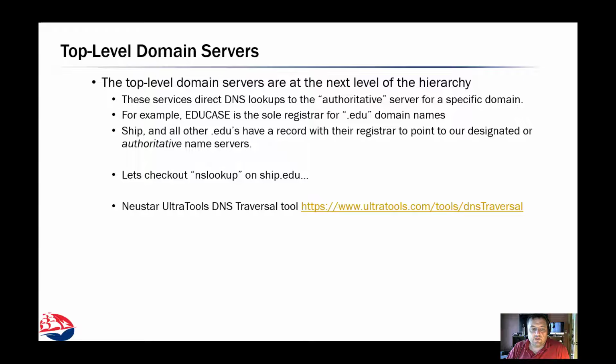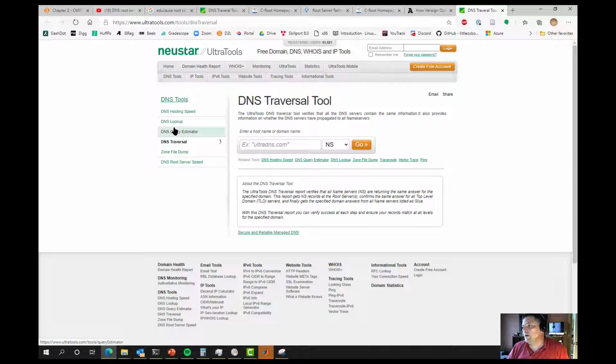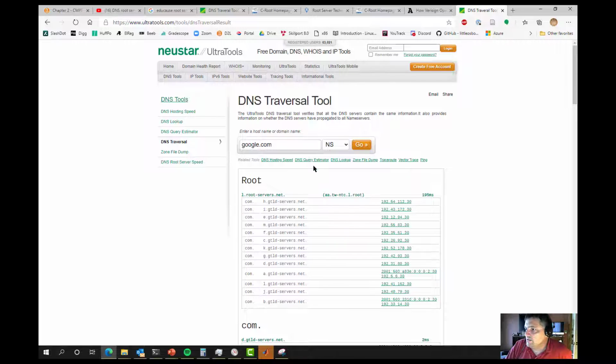Another neat tool that we can use is provided kind of free of charge by this company called Newstar. Now let's bring them up. And what we can do here is use this DNS traversal tool. If I go to google.com again and ask it for some information, what we see here is the results that came back from the root server. So the root servers, I got results from all of them, not necessarily in the same order.